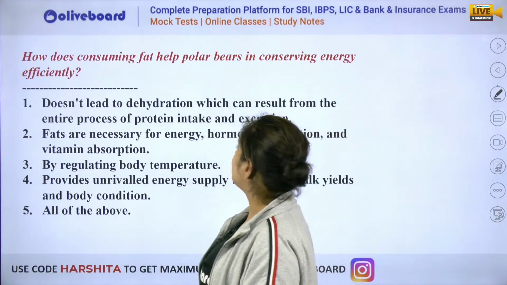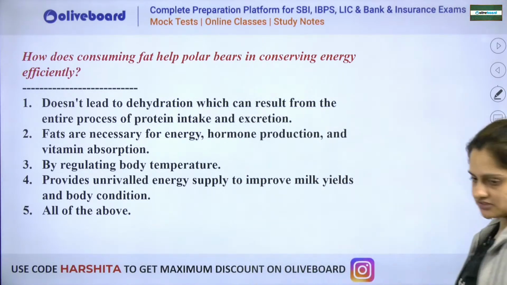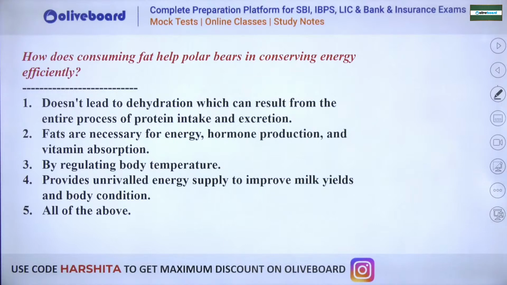Okay, now what is the last question? How does consuming fat help polar bears? This is given in para 2, I think. Do you remember it?